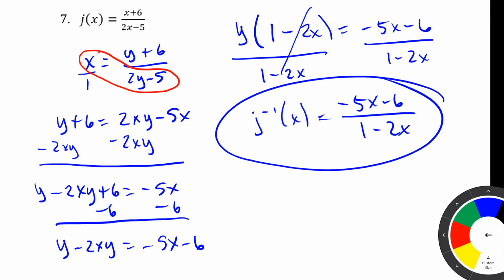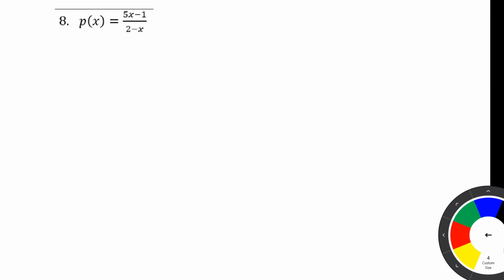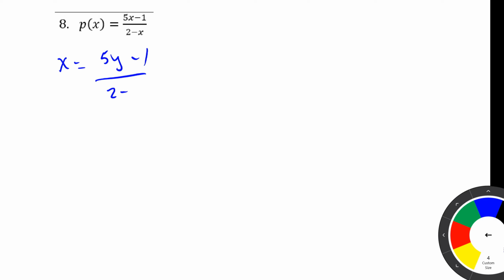Now there are other possible answers there, so if you got something different, don't just erase it all. Just see me in class tomorrow and I'll look at it. Just because of all the negatives, you can put the negatives in different places and make everything kind of look different. Okay, so don't freak out if you got something slightly different. Right, same thing here for number 8. So I'd say x equals 5y minus 1 over 2 minus y.